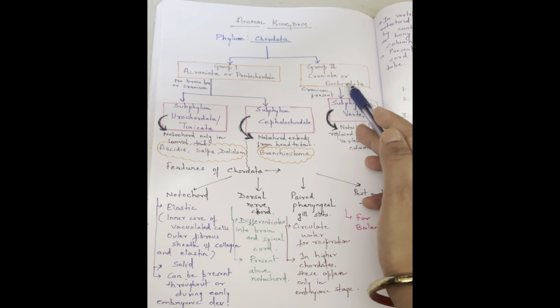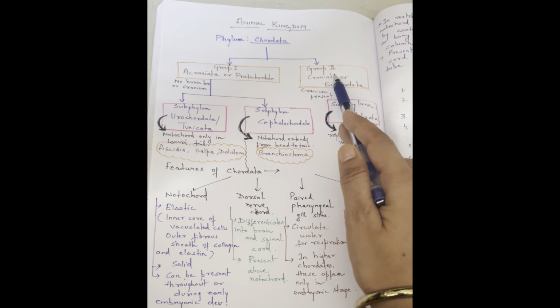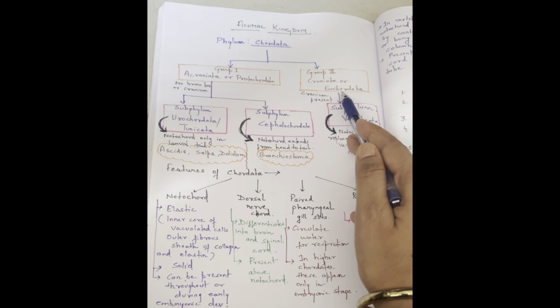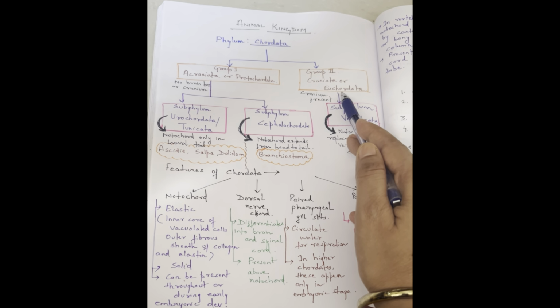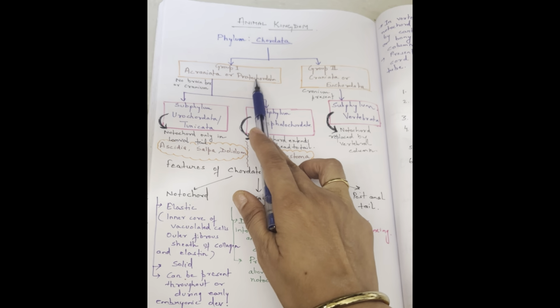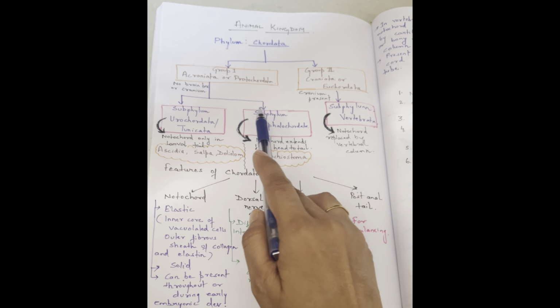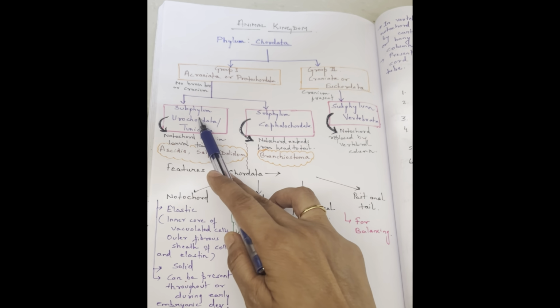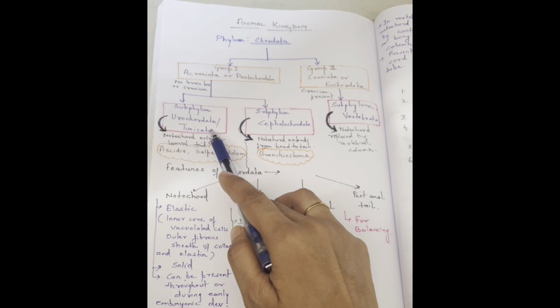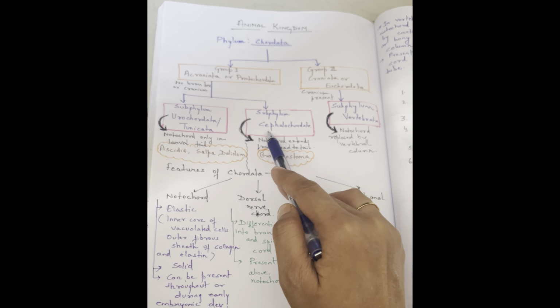Under group 2, we will be covering Crinata or Euchordata. So they will have a proper brain box, and that's why we are calling them true chordates. Okay, now this group 1, the protochordates or the Acrinata, is again divided into two subphylums. The first subphylum is Urochordata or Tunicata, and the second subphylum is Cephalochordata.